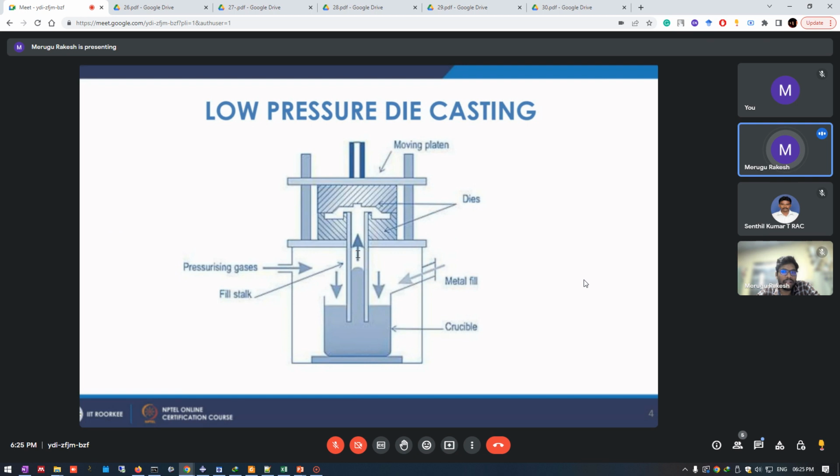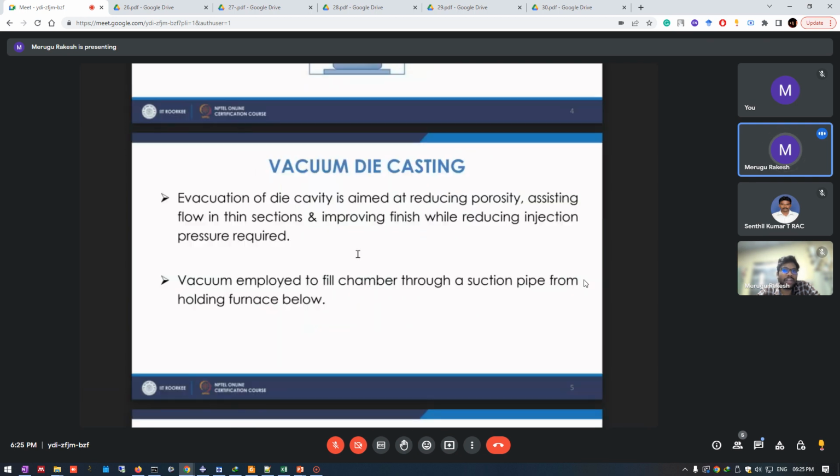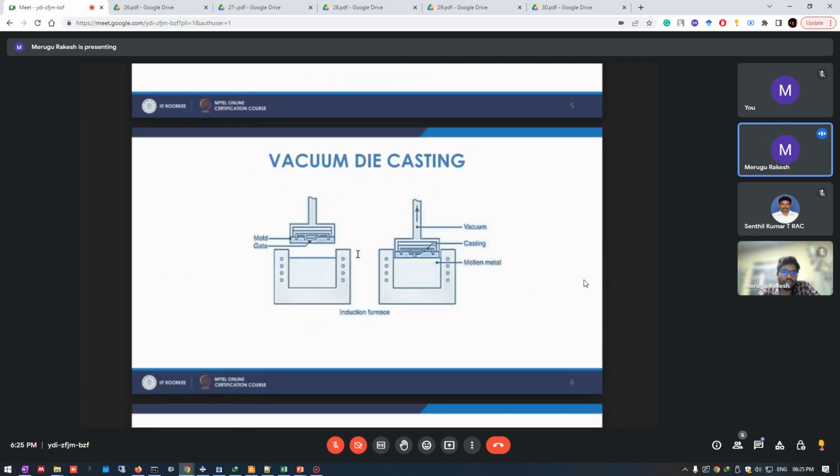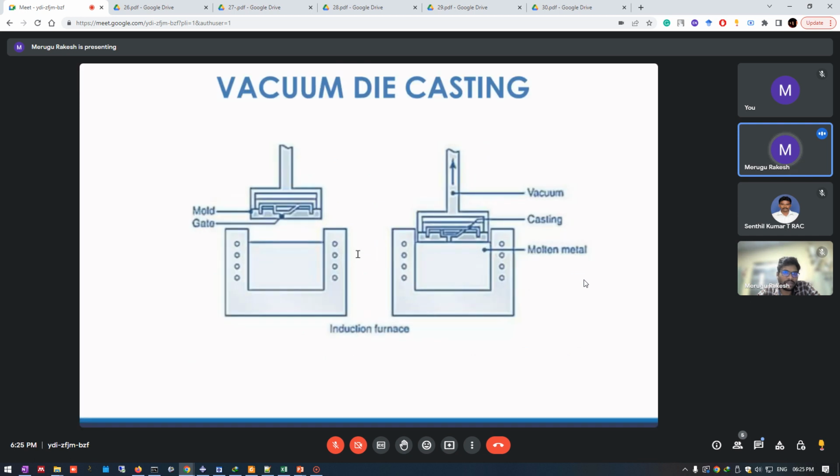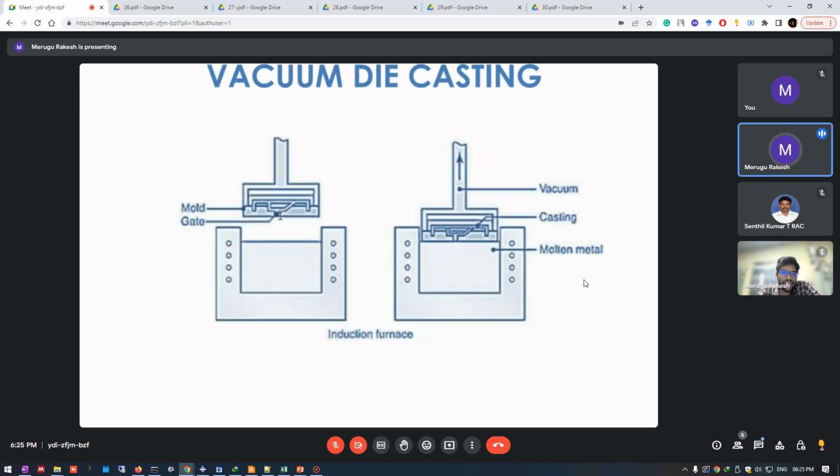There are some other models of this low pressure. We can even use vacuum die casting. This is how vacuum die casting works. The left side is where the molten metal is, then we have the mold followed by the gate. On the right side, when we combine these two and create a vacuum, the metal will enter into the casting. That is how vacuum die casting works.